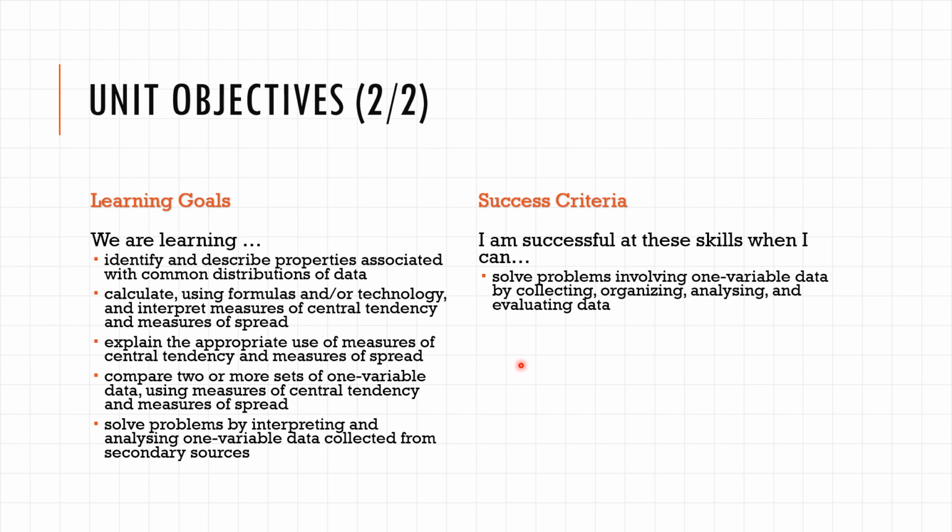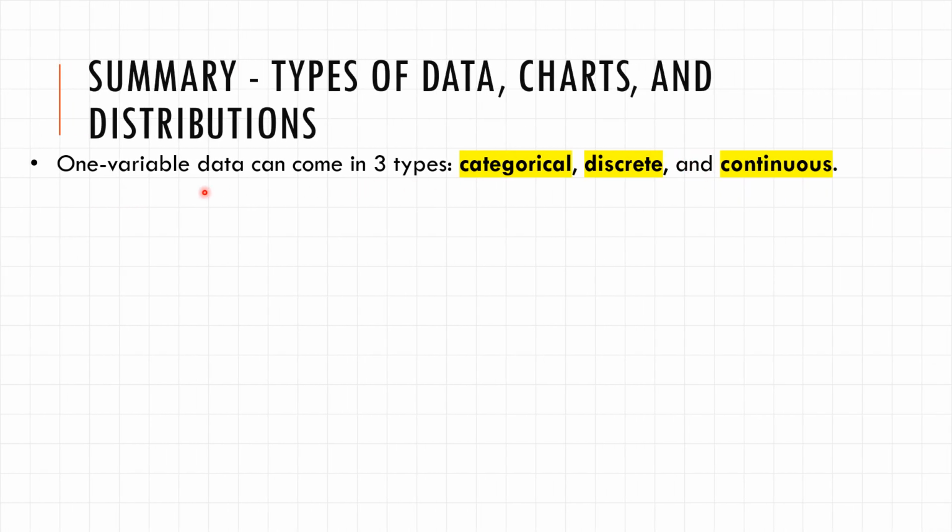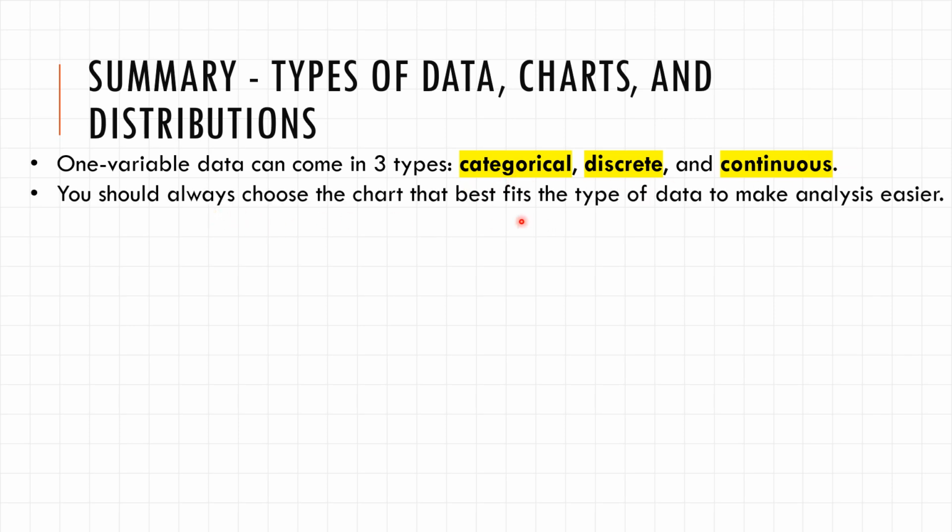So in all, this unit taught us how to solve problems involving one variable data by collecting it, organizing it, analyzing it, and finally evaluating it. One variable data, we learned, can come in three different types. There's categorical, there's discrete, and there's continuous. You should always choose the chart that best fits the type of data to make your analysis of that data easier.